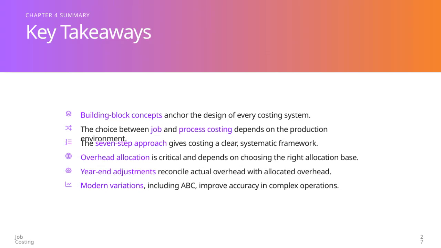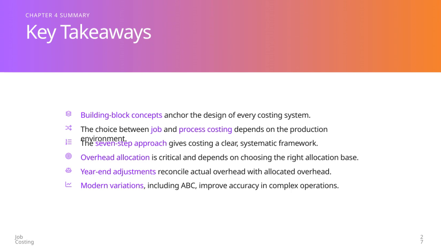To sum up Chapter 4, there are several key takeaways to remember. First, building block concepts are the foundation for designing any costing system, ensuring consistency and reliability. Next, choosing between job costing and process costing really depends on the type of production environment you're dealing with, whether it's customized jobs or continuous processes. The 7-step approach we discussed provides a clear and systematic framework to guide costing accurately. Overhead allocation stands out as a critical component, and its success hinges on selecting the appropriate allocation base.